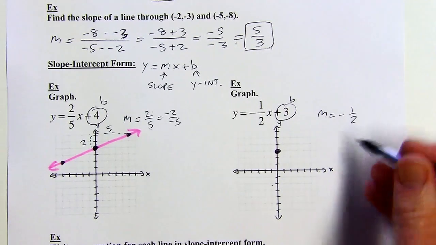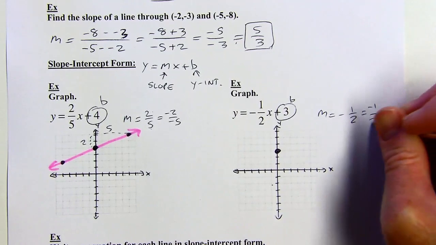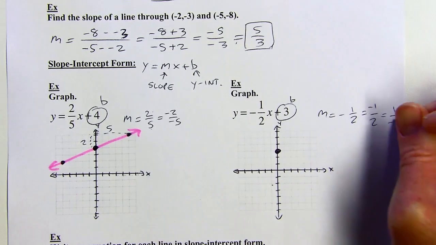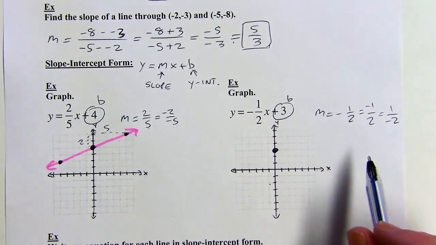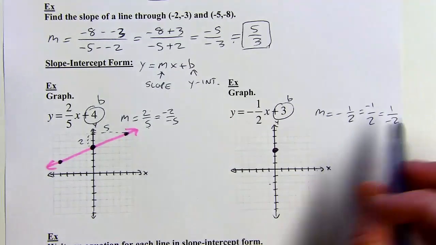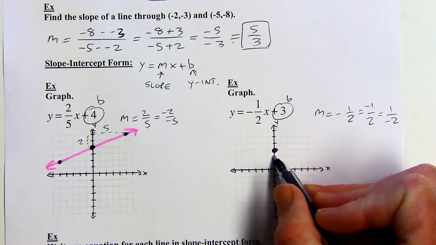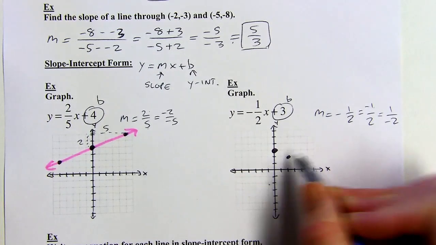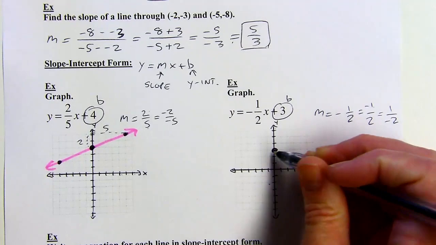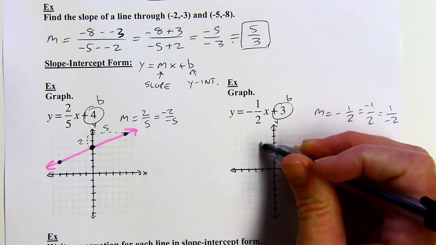And so you can think of this as -1 over 2, or you could think of it as 1 over -2. Those are all equivalent. So let's say I'm going -1 over 2. That means I go down 1 to the right 2. Or if I did +1 over 2, I'd go up 1 to the left 2.